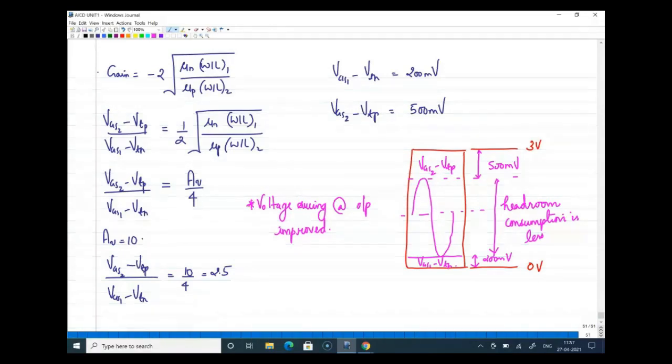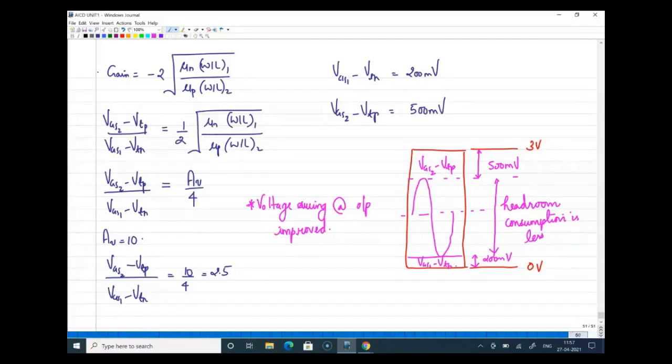I hope this is clear, and if you have any questions, please post it here, or you can ask me at the end of the session. Now moving on, I'll quickly go through two more variants of transistor amplifiers.